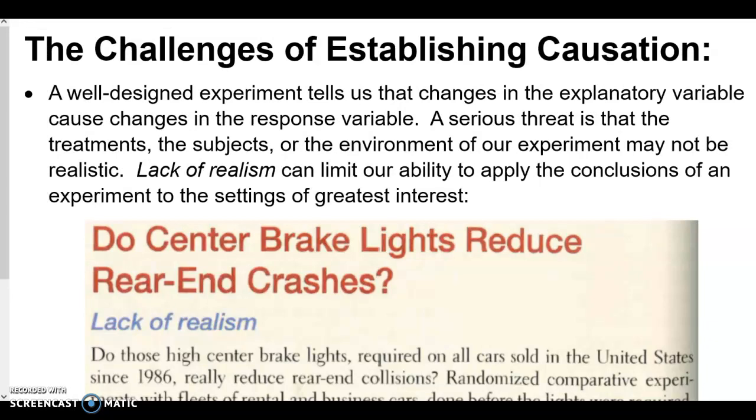So, the challenges of establishing causation. We'd love to establish causation, but typically we need an experiment to do that. A well-designed experiment tells us that changes in the explanatory variable cause changes in the response. That's the x and y. If you think back to algebra, a linear relationship, when x goes up, y goes up, that's a slope, or when x goes up, y goes down, that's a slope. So we just need to be aware of that.